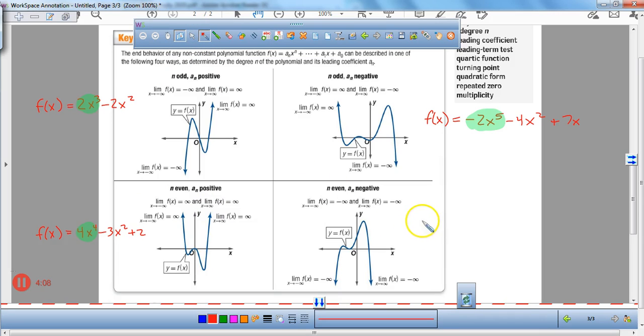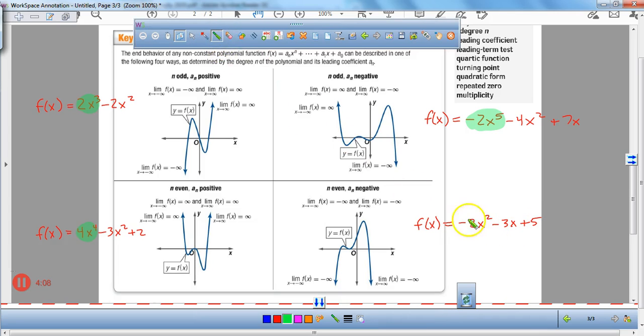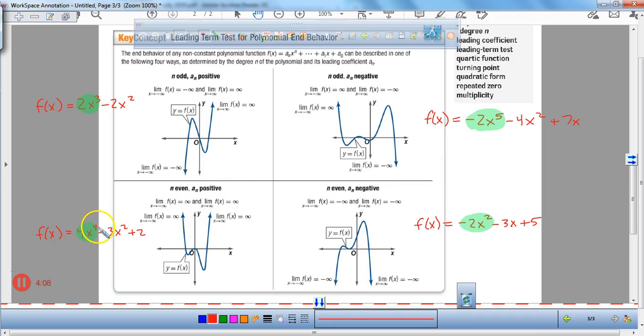Whereas, if I had a function with a negative coefficient, like a negative 2, but it was still an even degree function, like x squared minus 3x plus 5, all I'm focused on is this portion right in here. So this tells me everything I need to know. It's negative and it's even. Here it's positive and it's even. So I know what the end behavior is going to look like.